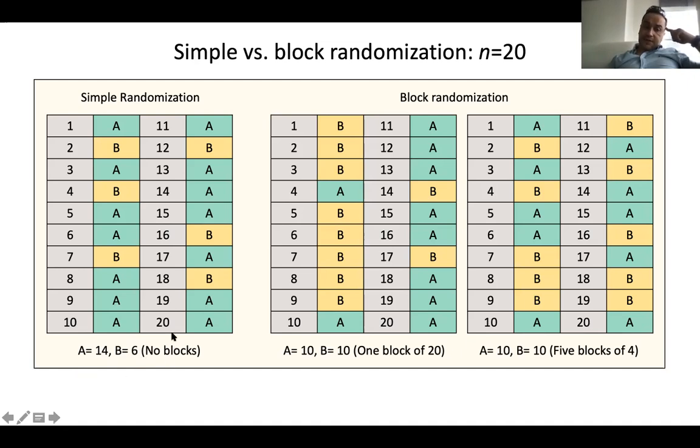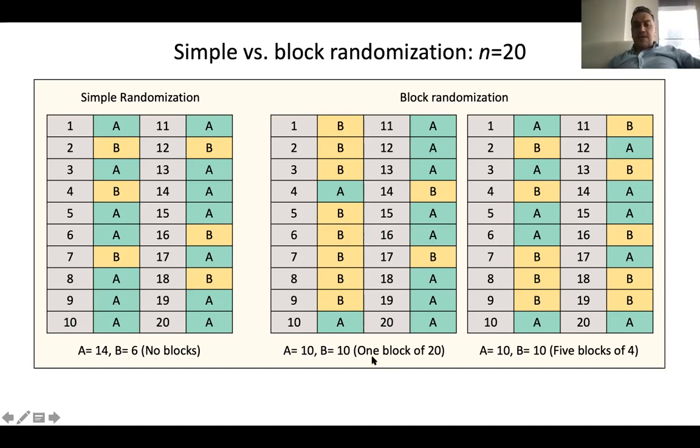It is difficult to make a statistical analysis in this case. So this is the main downside of simple randomization. Okay, so now moving to block randomization.